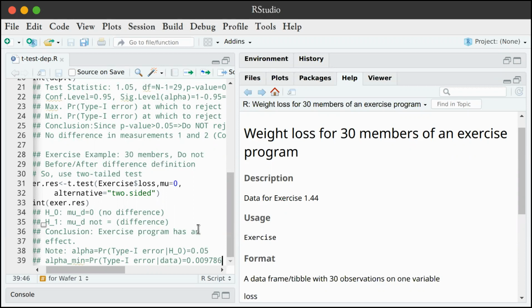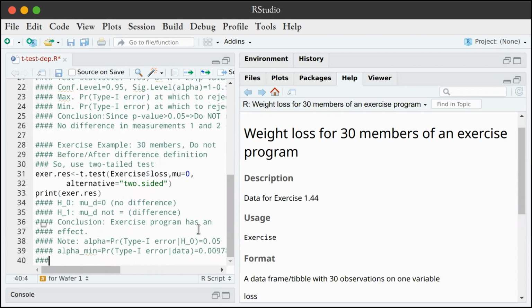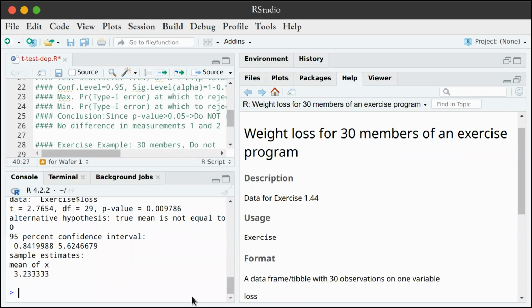Let's do another one. Now, here is another question. So we know that there is a difference. Now the question is, did the program work? Wait, we don't know. Very good. We don't know. So you look at this average, I get 3.2333. So that is the average difference.